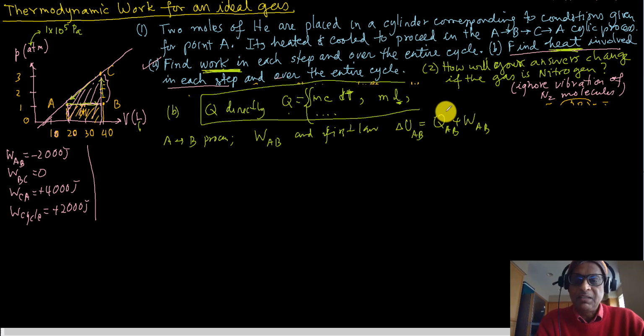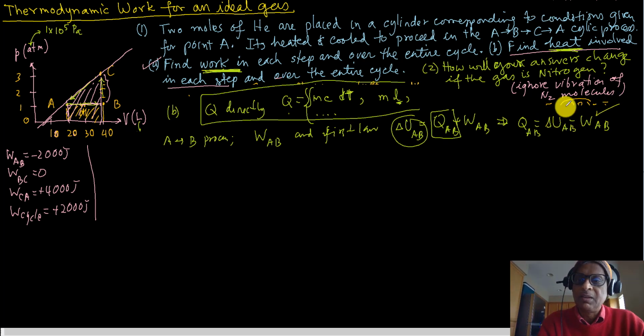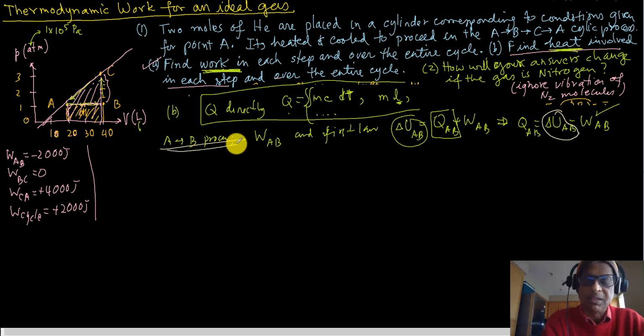So you can see I can find the Q if I can find that, right? So the Q in this process simply will be delta U AB minus WAB. So we already figured that out. So if we can find this somehow, then this may be another way to get how much work is involved in this process, right?